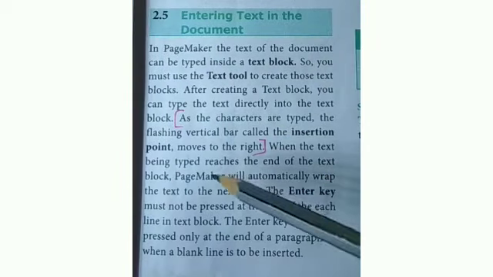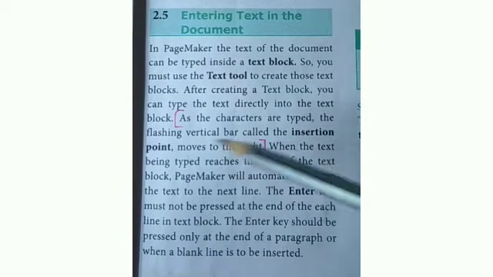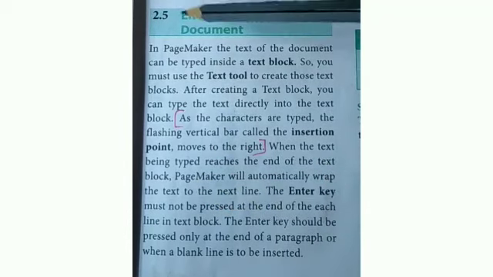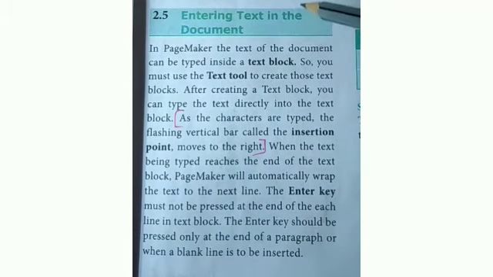When the text being typed reaches the end of the text block, PageMaker will automatically wrap the text to the next line. For example, consider this is one of the text blocks. If you are entering text and it reaches the border of the text block, it will wrap the text to the next line. That means it automatically comes to the next line, so there is no need to use the enter key for each line. The enter key must not be pressed at the end of each line in the text block.